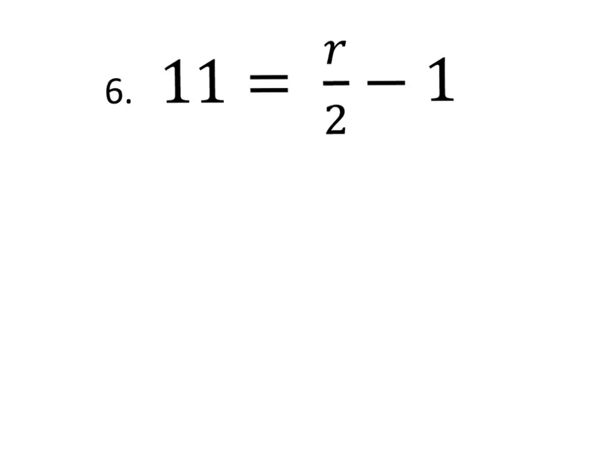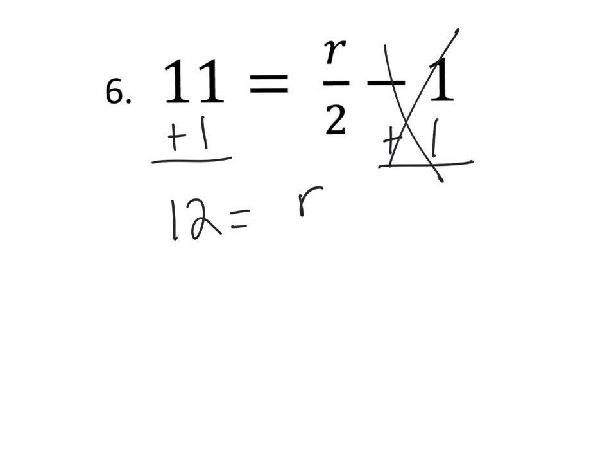First job, new people. 11 equals r divided by 2 minus 1. I need to get the constants together. Add 1 to both sides. Perfect. So this is, hold up. I'm here still. 12 equals r divided by 2.